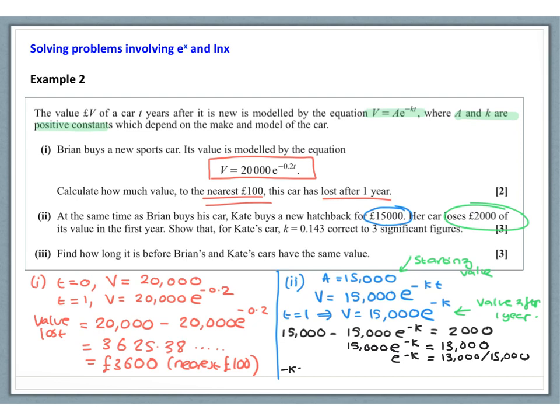So negative k equals the natural log of, and of course, when we do this division, all of these will cancel, so it's ln of 13 over 15, which comes to negative 0.1431, etc., which means that k is equal to 0.143 to 3 significant figures.